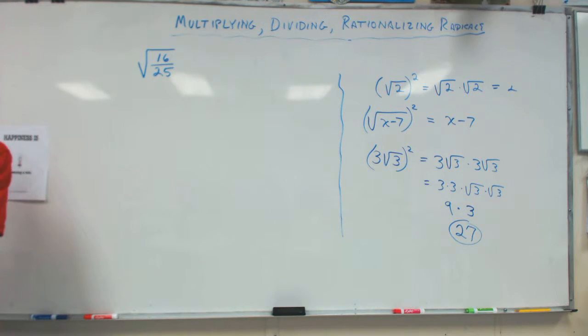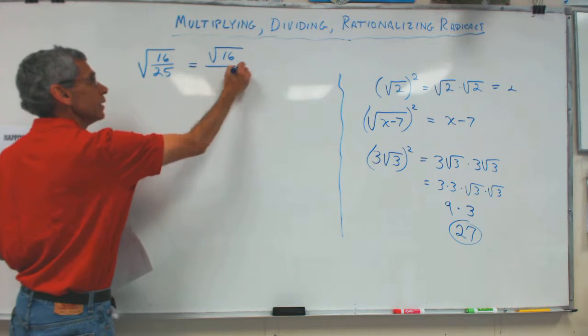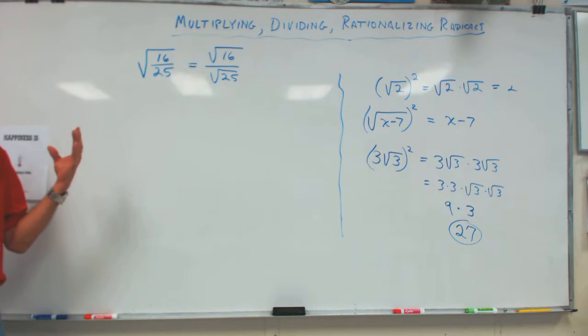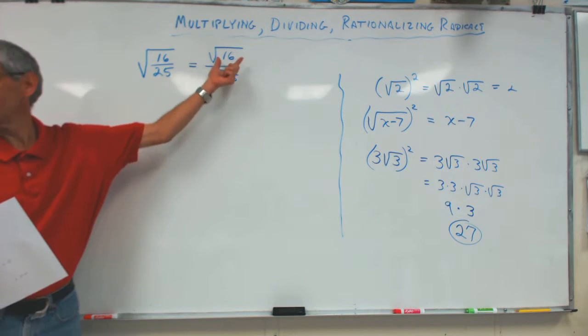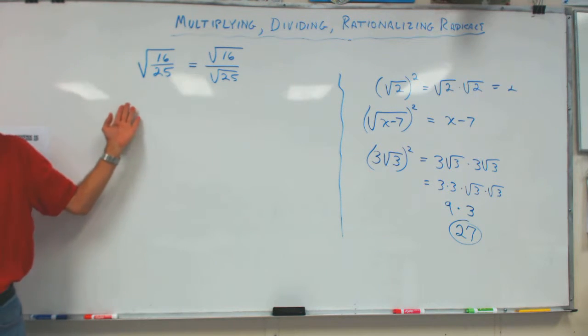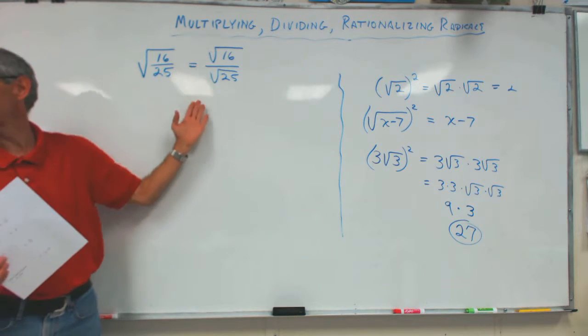That's just the square root of 16 over the square root of 25. You can separate it like that. Similar to multiplying, when you have the square root of 16 times the square root of something, you can also put them all under the same square root sign. And then the reverse is true. If they're all under the same square root sign, you can separate them.